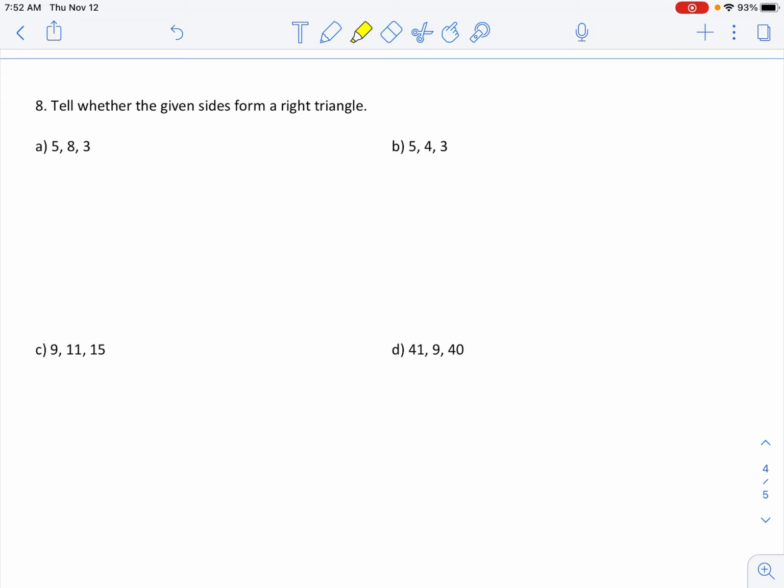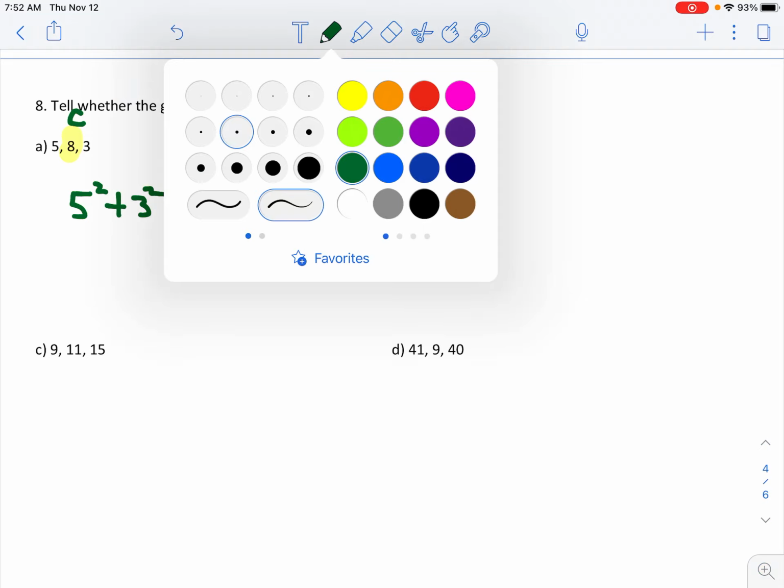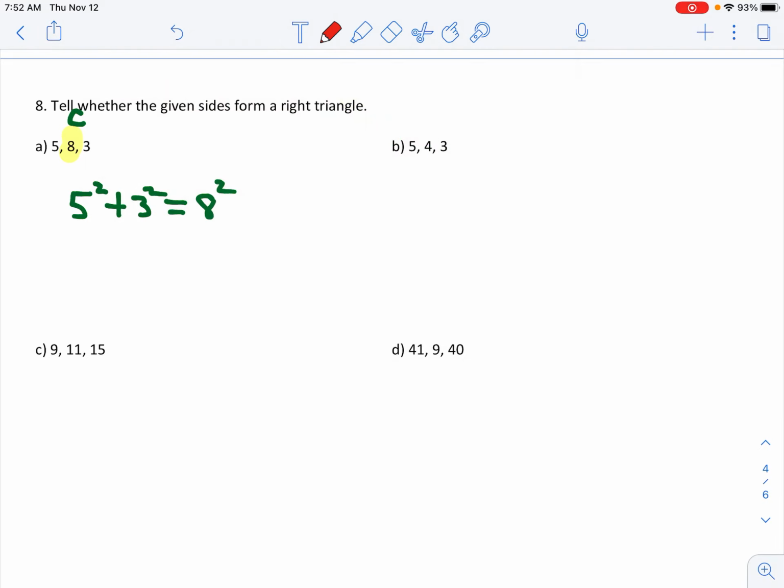You'll notice they give us 5, 8, and 3. I'm going to highlight C. C always has to be the biggest number. That means A and B could be the other 2. So I'm going to do 5 squared plus 3 squared equals 8 squared. If this is true, then yes, it could be a right triangle. If this is false, then no, it cannot be a right triangle.